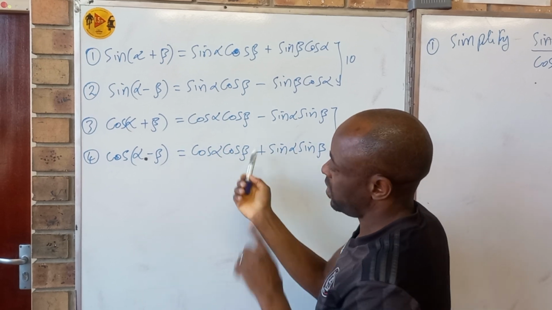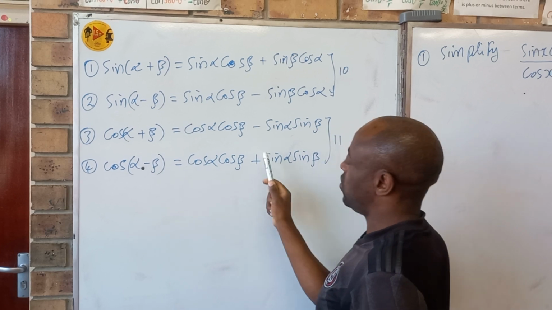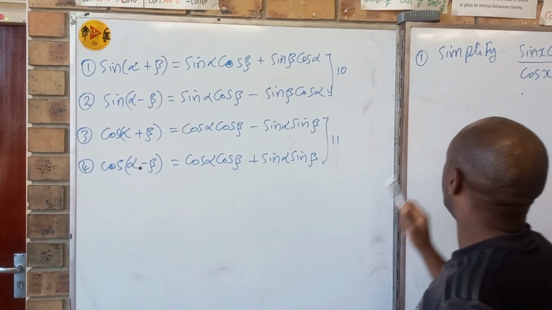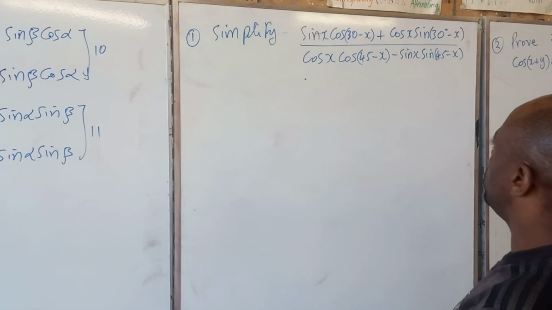For 11, it's a bit different. Positive goes with negative on the right, negative on the left goes with positive on the right. So let's now look at this problem. This problem is given to us and we are told to simplify.